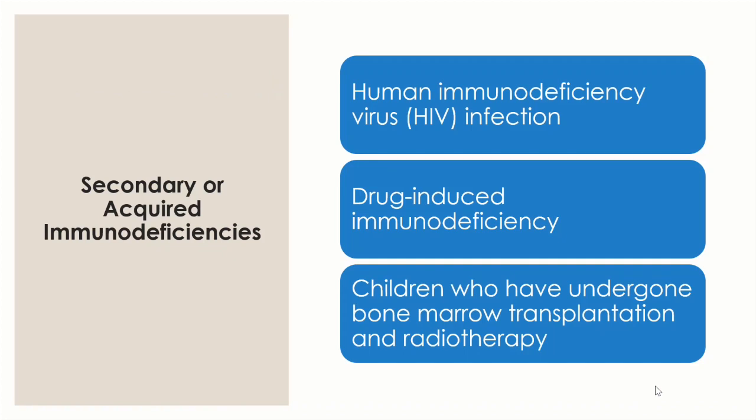So we have covered the primary immunodeficiencies. Now we will talk about secondary or acquired immunodeficiencies. This can be due to human immunodeficiency virus infection, or it can be drug-induced immunodeficiency, for example, by cytotoxics, corticosteroids, and cyclosporin A. It can also occur in children who have undergone bone marrow transplantation and also radiotherapy. Today we will focus on human immunodeficiency virus infection.